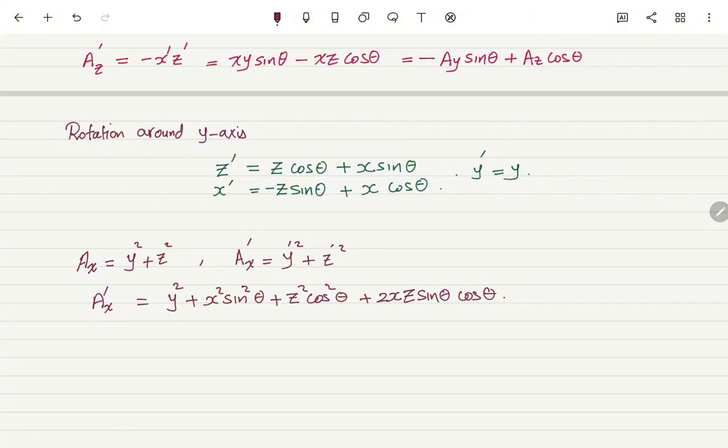Now, rotations around the z-axis: this part is similar to the previous one, and the components do not satisfy the vector transformation. You can double check that.